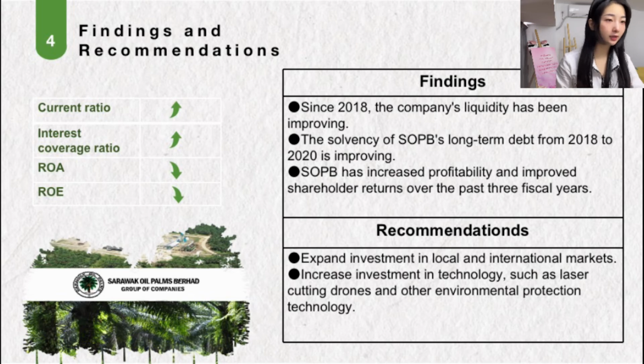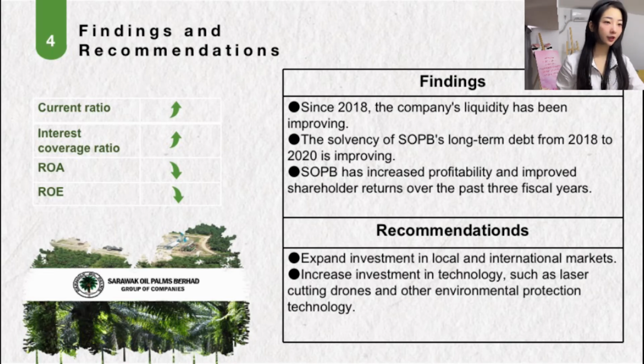technologies. The business of SOPB is facing long-term challenges in technology improvement. The use of environment-friendly techniques such as leather cutting drones should be considered for implementation regarding the sustainability of the business in the long term. So the plan for technology investment should be considered as early as possible.